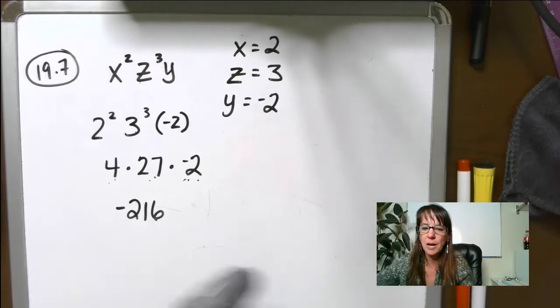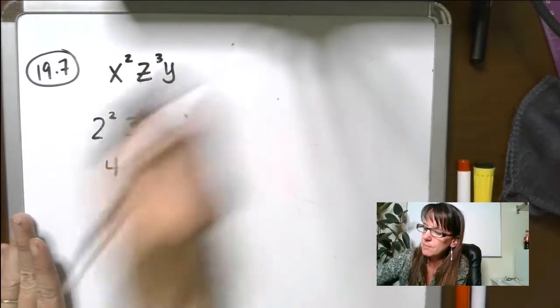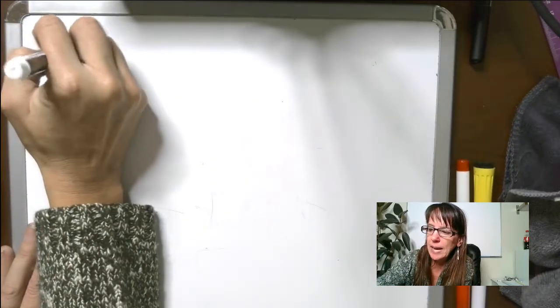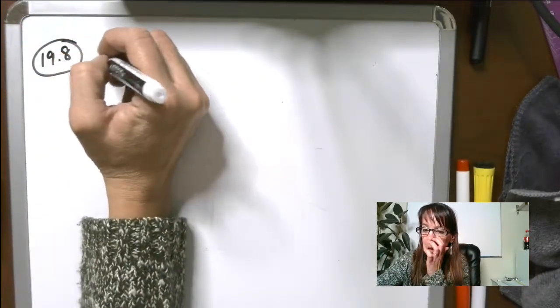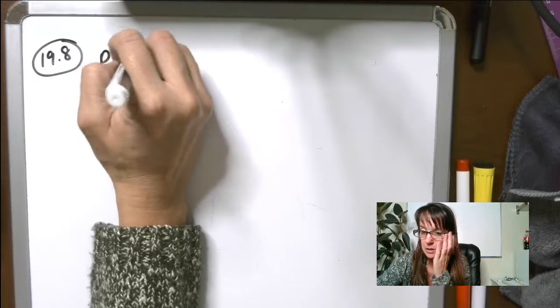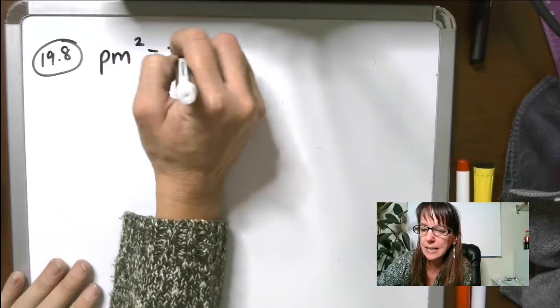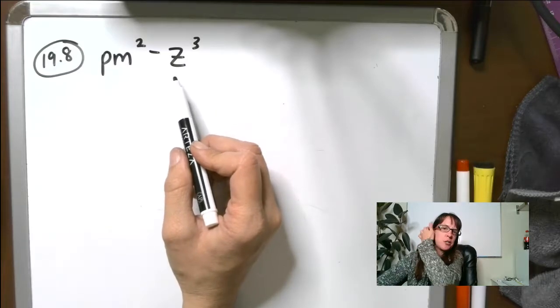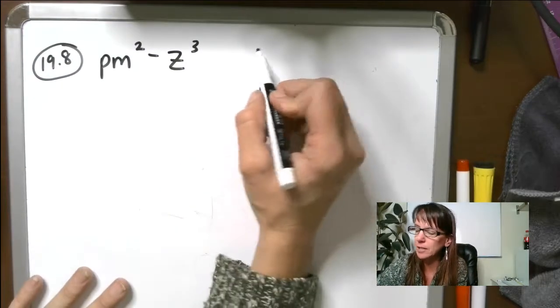All right, guys. So the practice problems, oh wait, we got another one. Another practice one, 19.8. I am on page 19. All right, PM 2 minus Z to the third. You notice I put a little line in my Z? That's so it doesn't look like a 2. It's a good habit to get into, something you may want to consider.